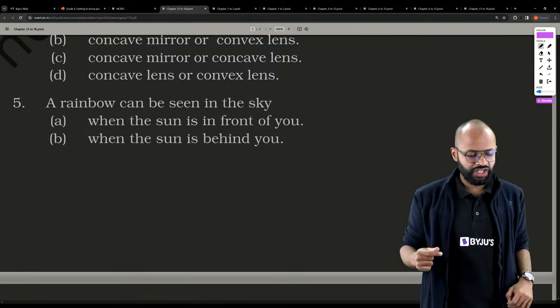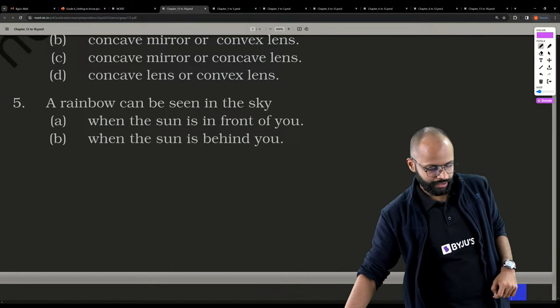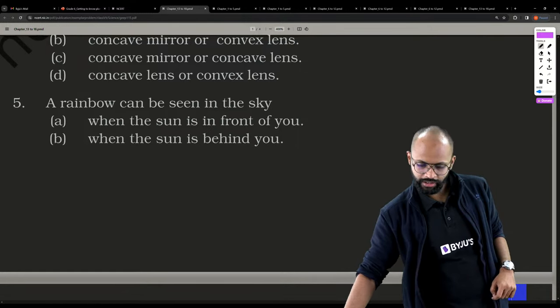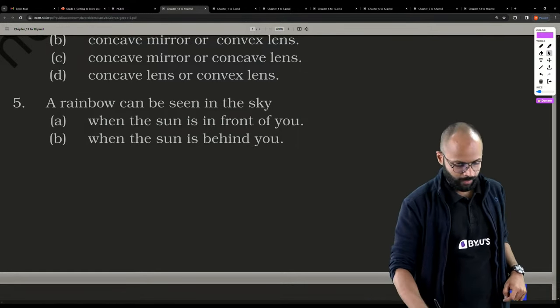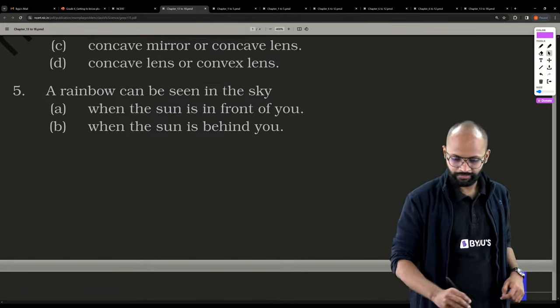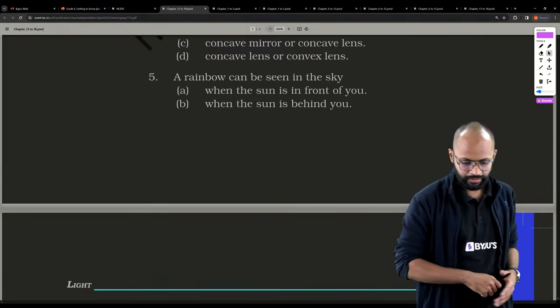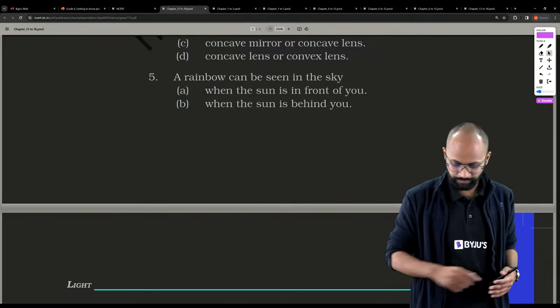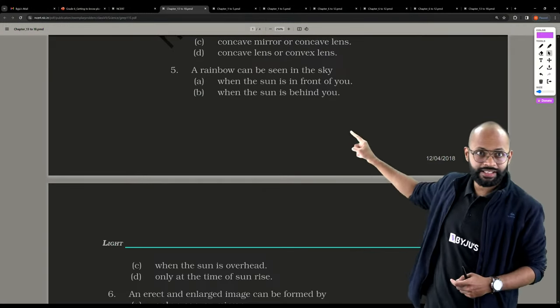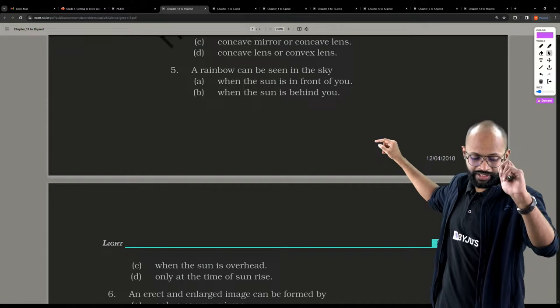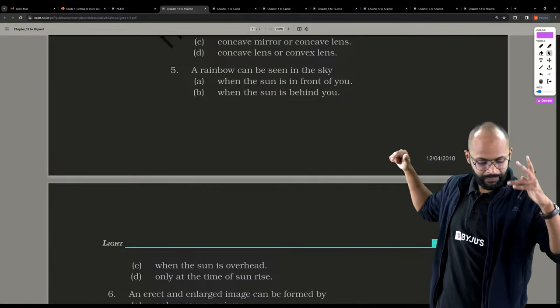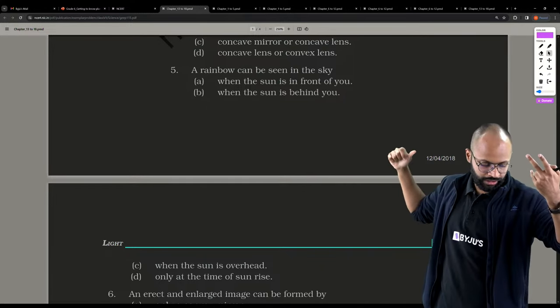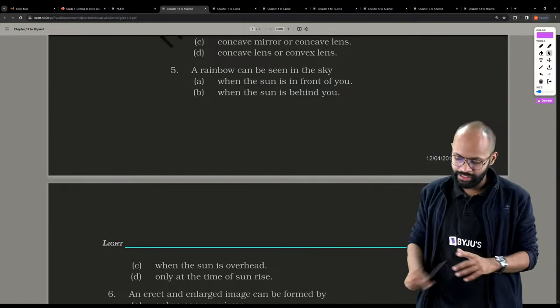A rainbow can be seen in the sky when the sun is in front of you. I will have to reduce the size. I have to reduce more. When the sun is in front of you, first option. When the sun is behind you, second option. When the sun is overhead, third option. And when only at the time of sunrise is fourth option.